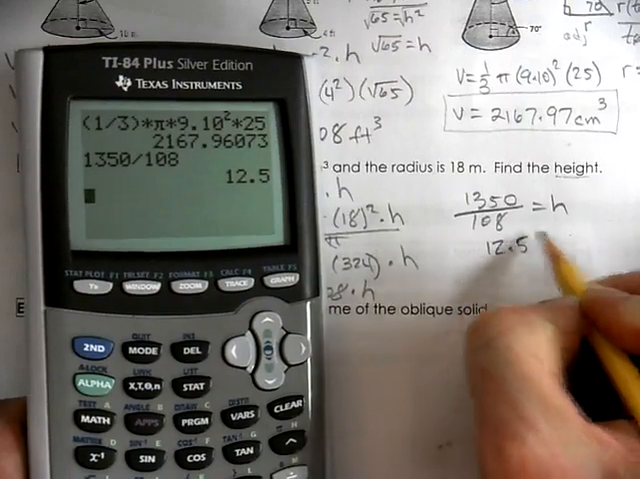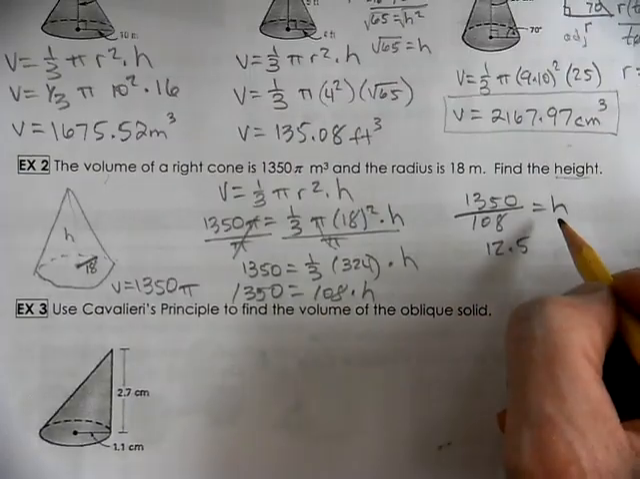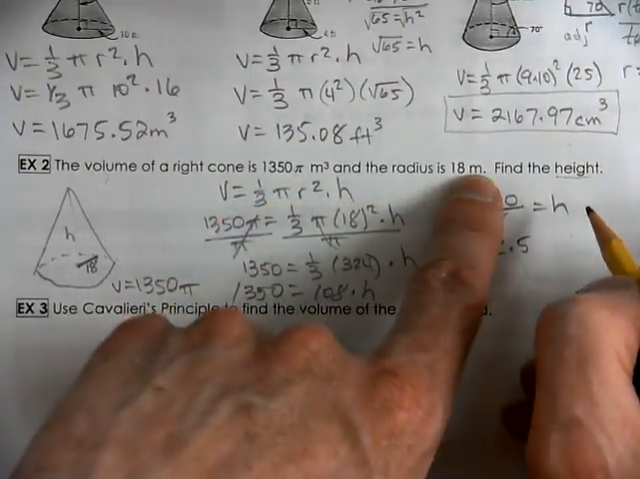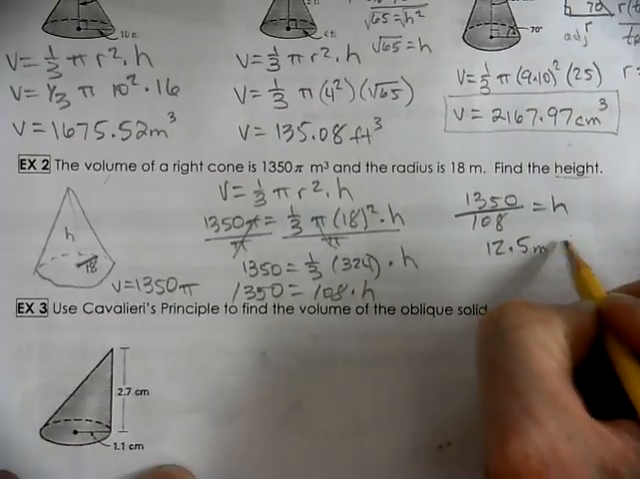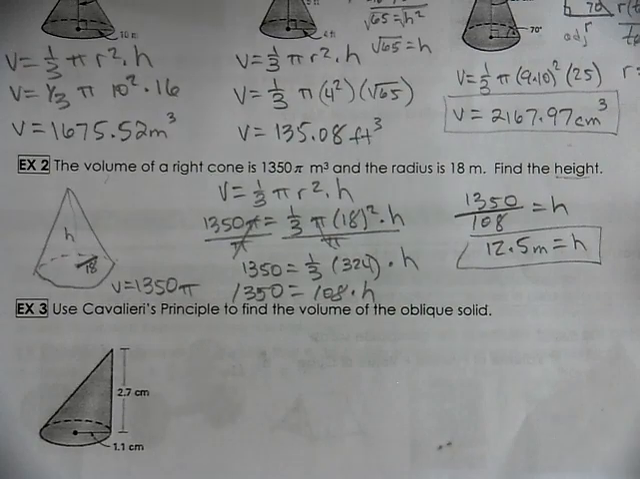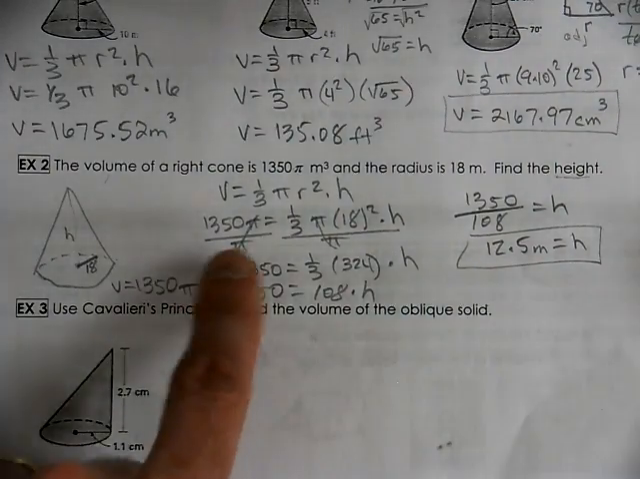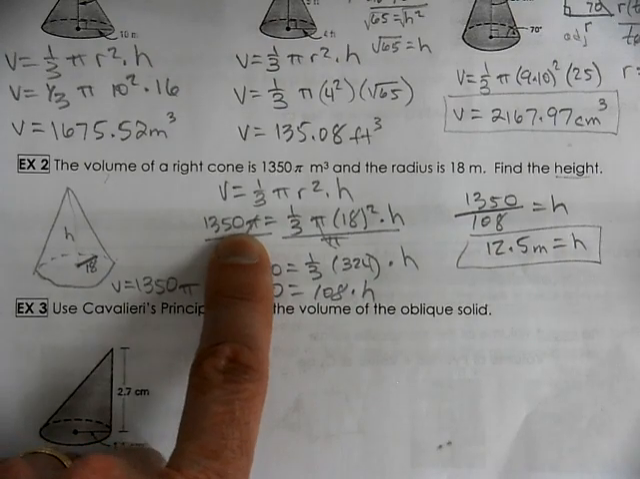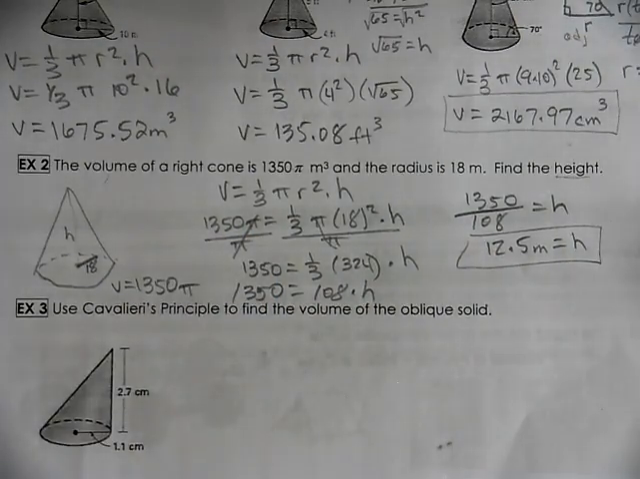So 12.5, and our units are meters. That is the height of our cone if it's going to have a volume of 1350 pi. Any questions with that? You see where that's coming from?